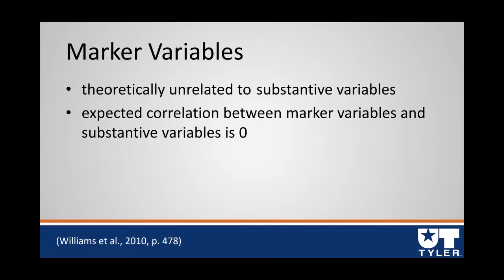So using a marker variable adds rigor to your study. And as I mentioned earlier, I'm going to know if common method variance is going to be an issue before I collect my data. And I believe that as the researcher, if I know that common method variance is going to be a limitation to my study, then a marker variable should be included in the design and data collection. And a marker variable is going to be theoretically unrelated to substantive variables, and it's expected that the marker variable and the substantive variables will have no correlation.